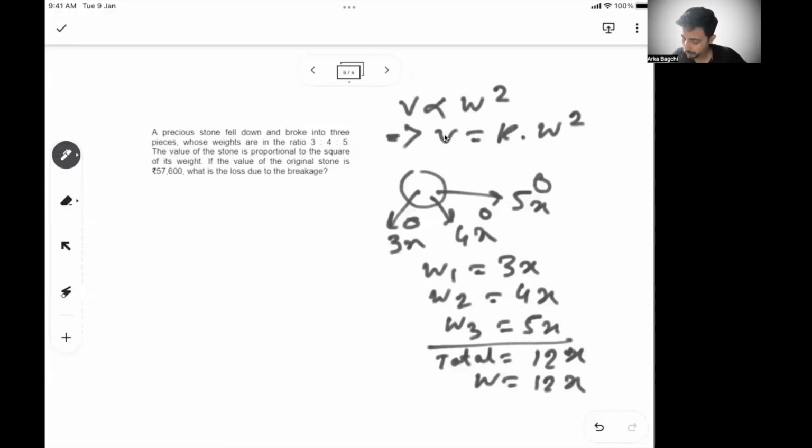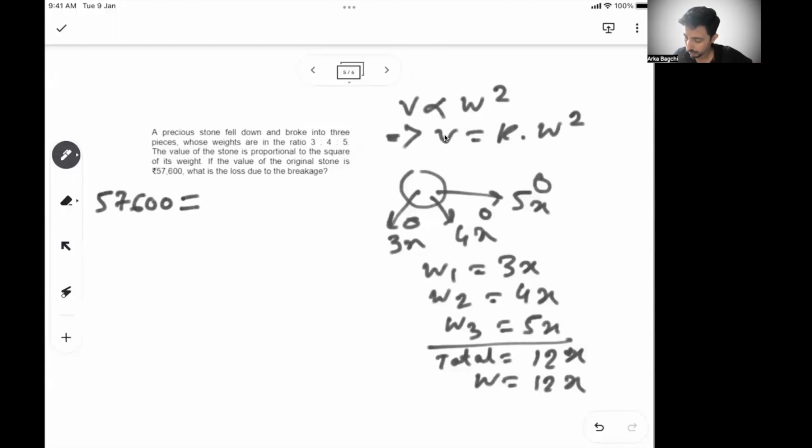So what they have said, 57,600 is the value of the original stone. What is the loss due to the breakage? So 57,600 is the value of the original stone.